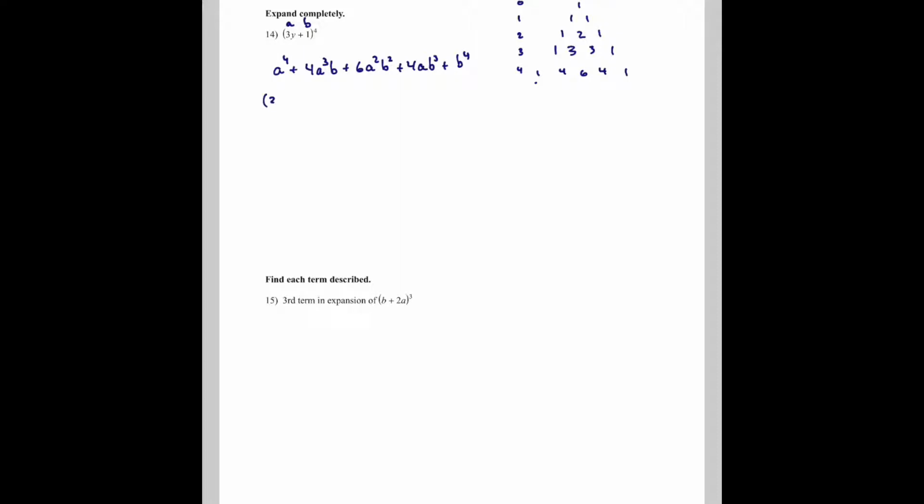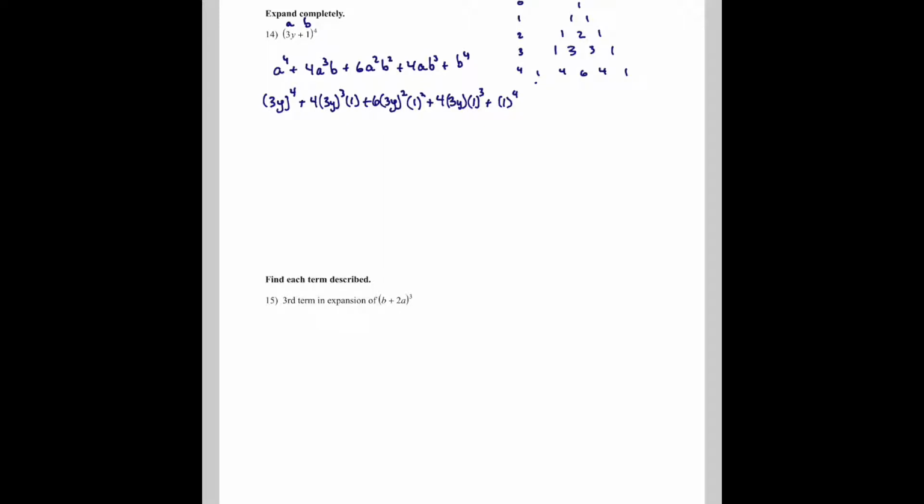So this is going to be 3y to the 4th plus 4 times 3y cubed times 1 plus 6 times 3y squared times 1 squared plus 4 times 3y times 1 cubed plus 1 to the 4th power.